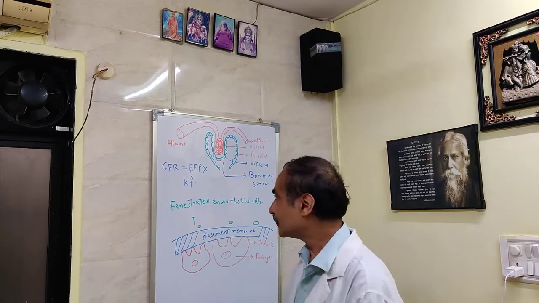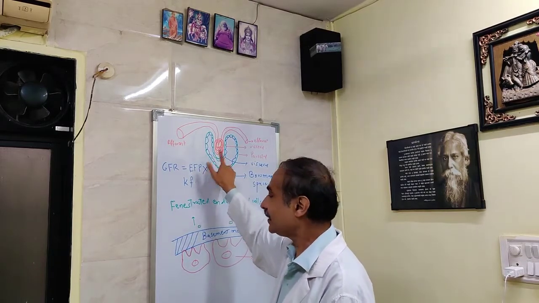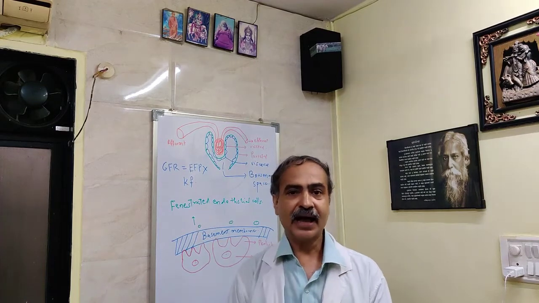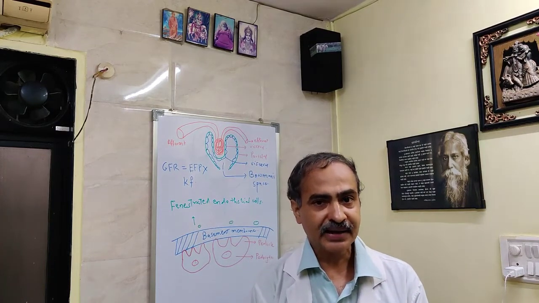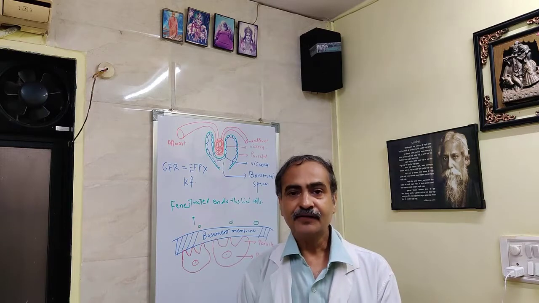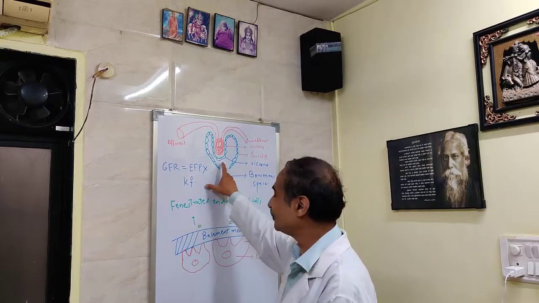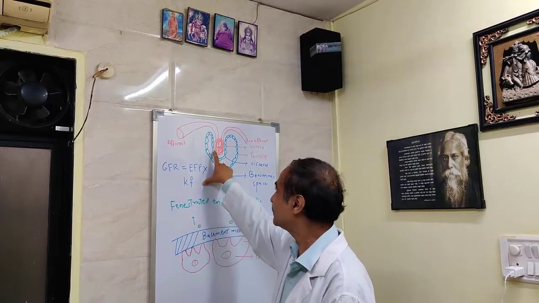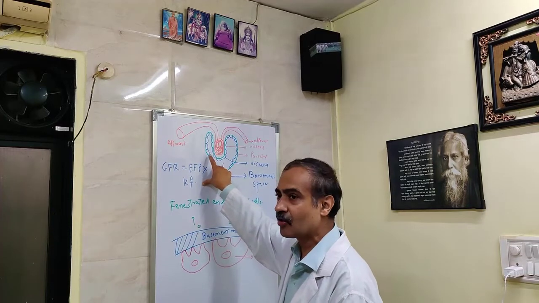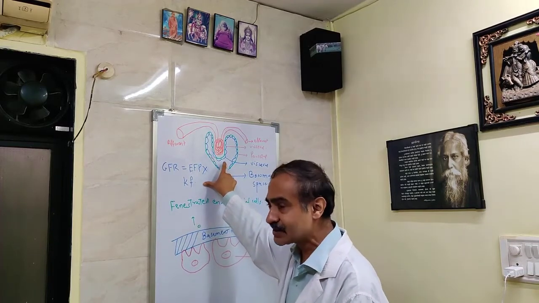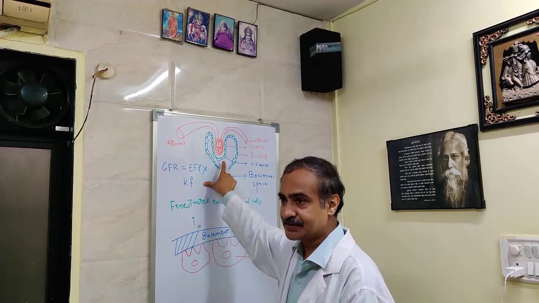Overall effect, this glomerulus and the Bowman's capsule is absolutely well suited to act as a filter. This filtrate which is formed gets accumulated in a potential space between the visceral and the parietal layer of Bowman's capsule, which is called the glomerular space.